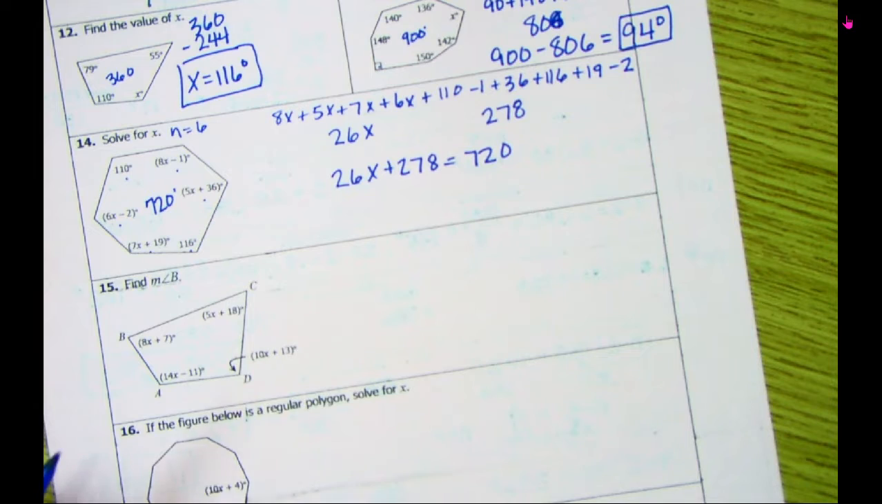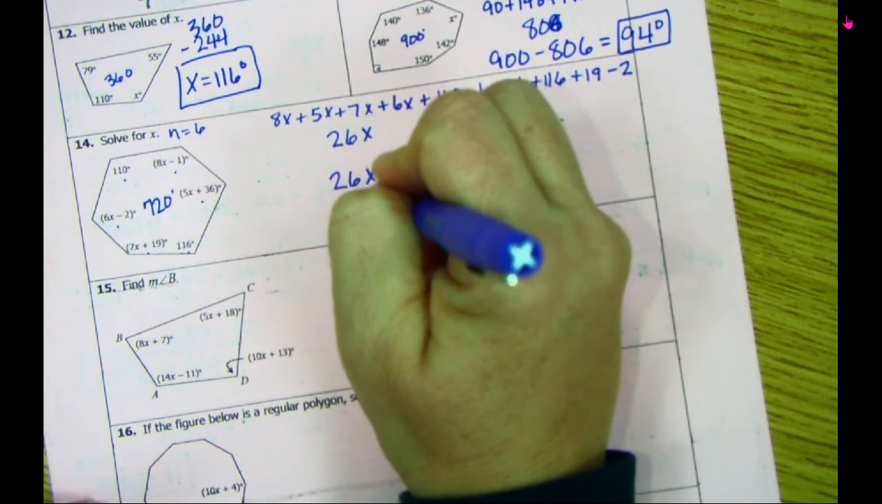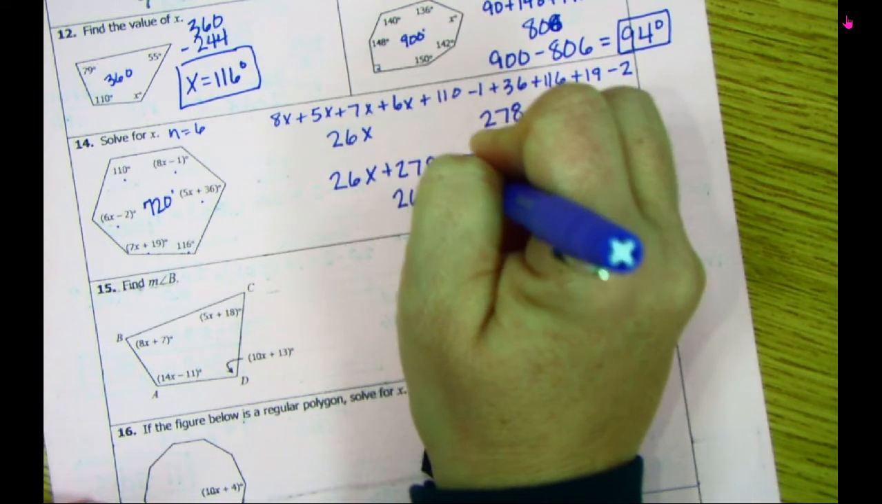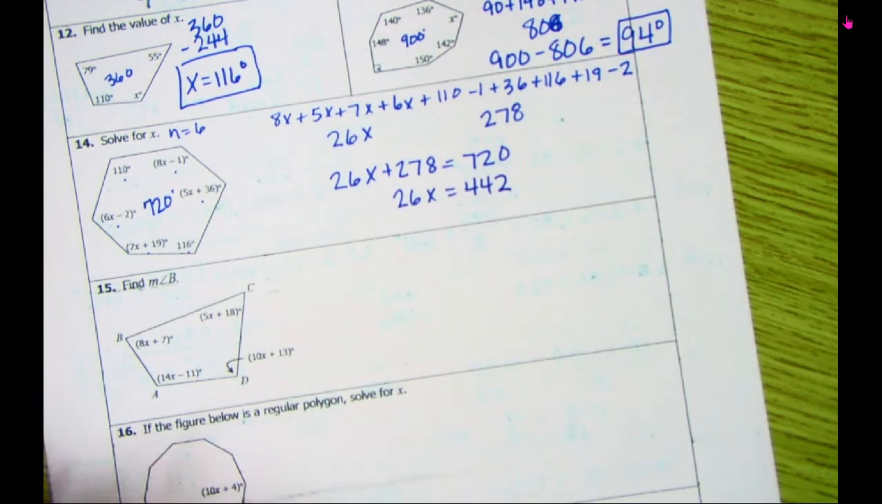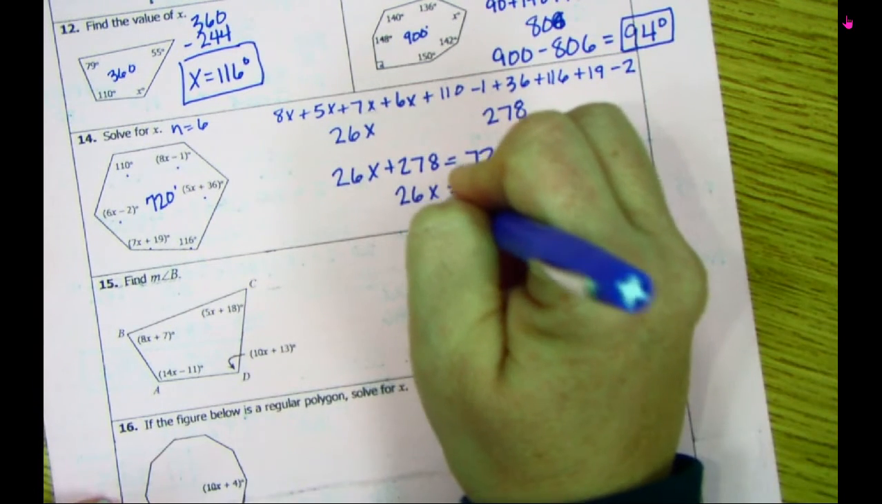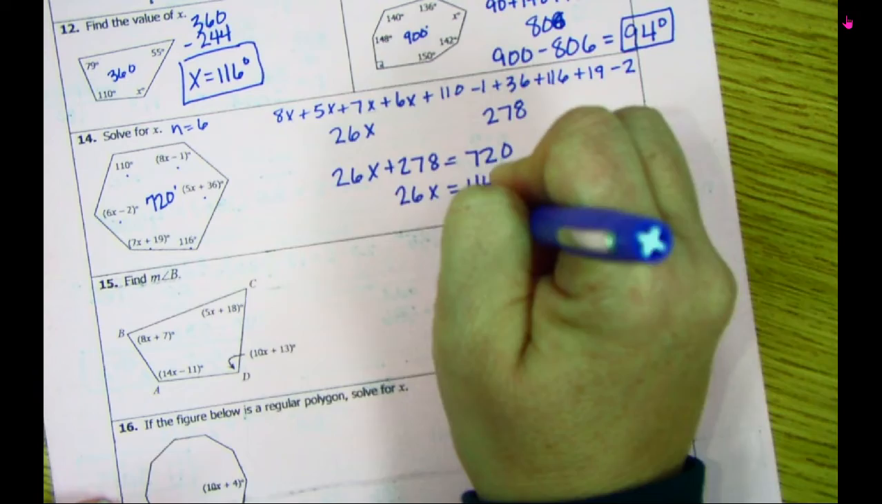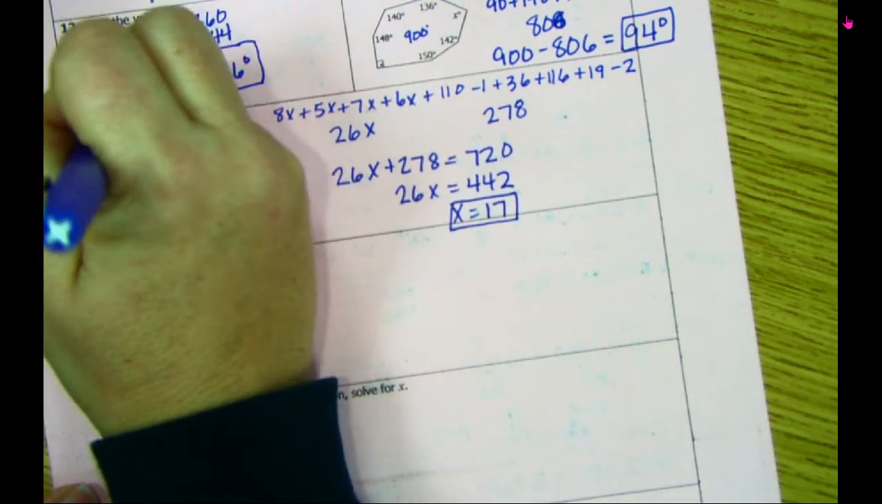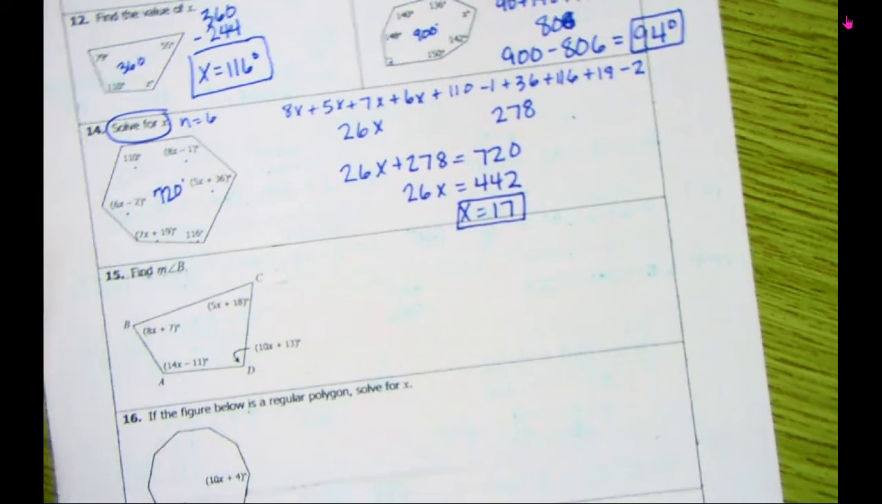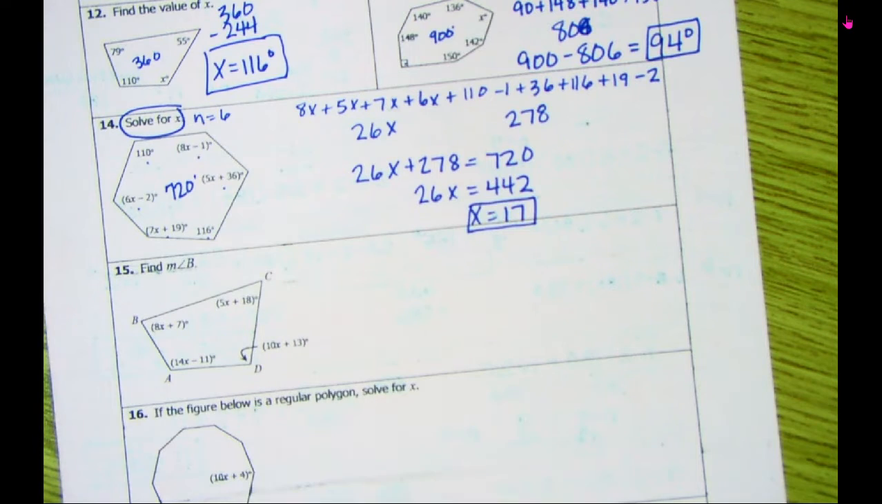720 minus 278, divided by 26. So x is 17. It just said to solve for x, so I don't have to worry about plugging it in. I'm just done at that point.